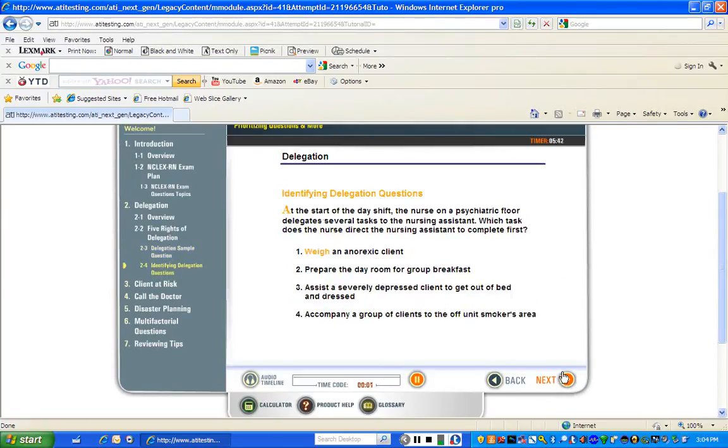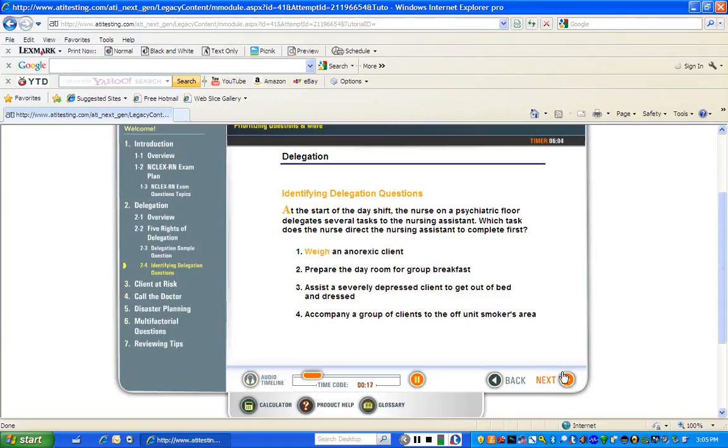Let's go ahead and separate the case scenario from the stem of this question. The case scenario tells us that at the start of the day shift, the nurse on a psychiatric floor delegates several tasks to the nursing assistant. The stem of the question asks, which task does the nurse direct the nursing assistant to complete first?